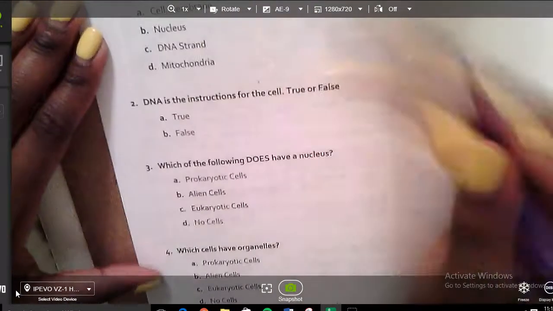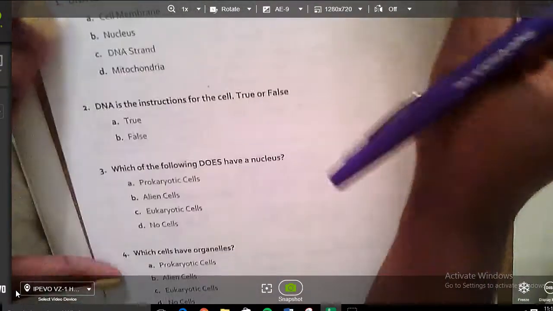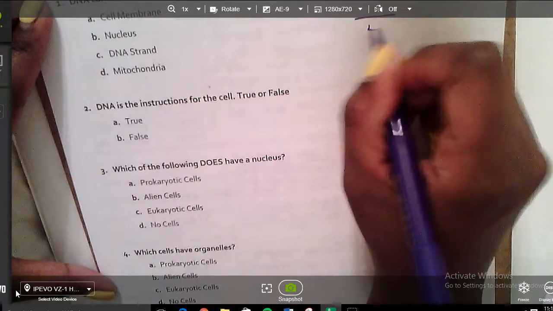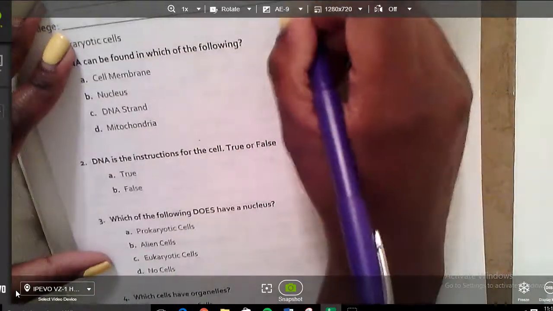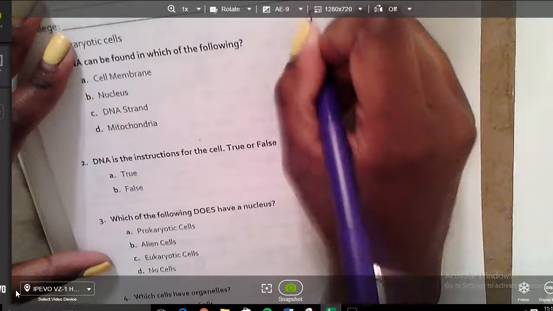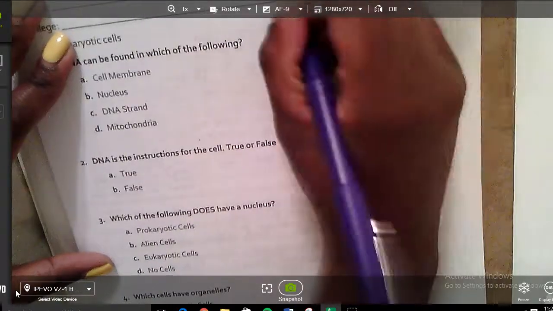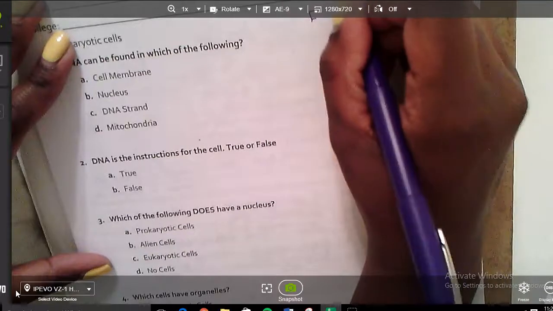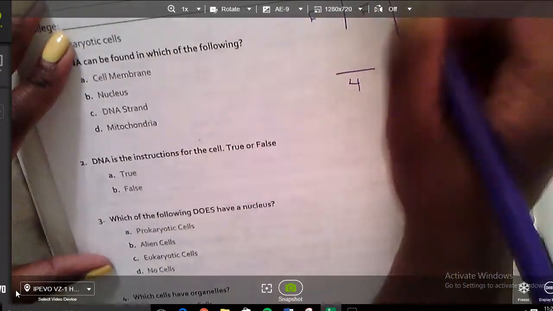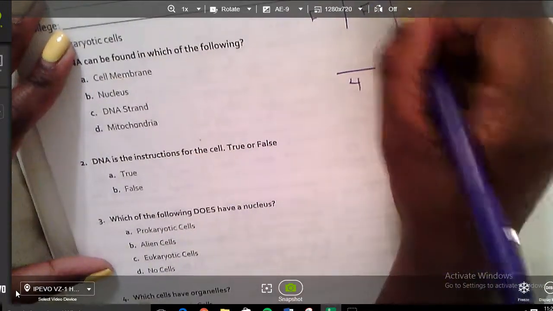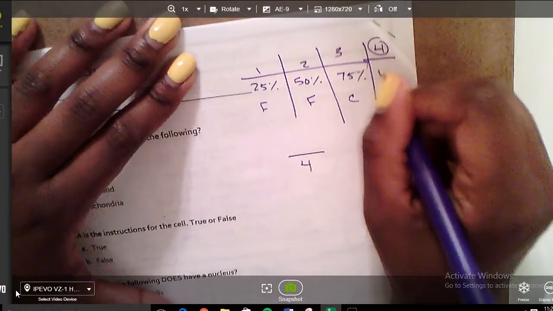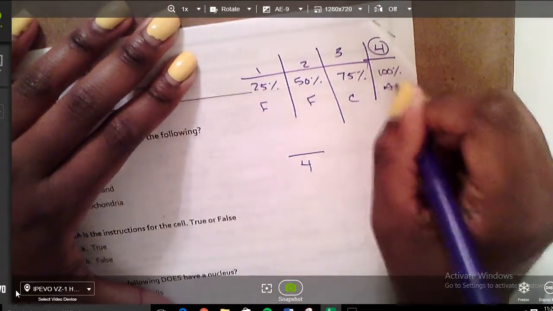Last piece you need to do today is your independent practice. We are going to grade this on our own. Now, there's only 4 questions, which means if you get one question right, that's a 25%, which is an F. If you get 2 questions right, that's going to be 50%, which is also an F. 3 questions right is a 75%. That's going to give you a C. It is super important for you to get 4 questions right, which is 100%, which is an A plus.